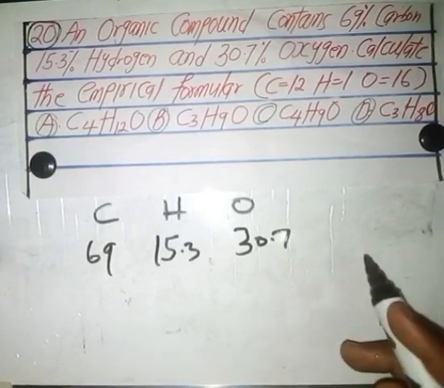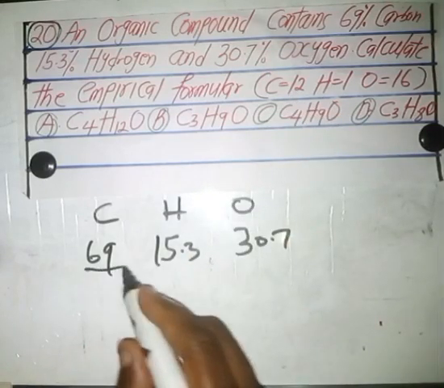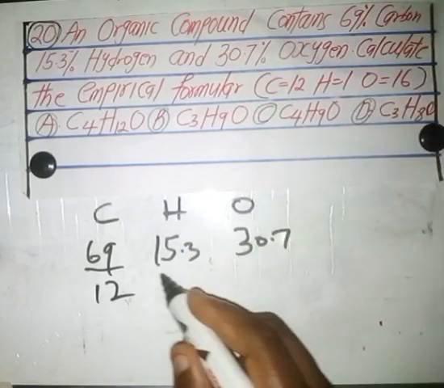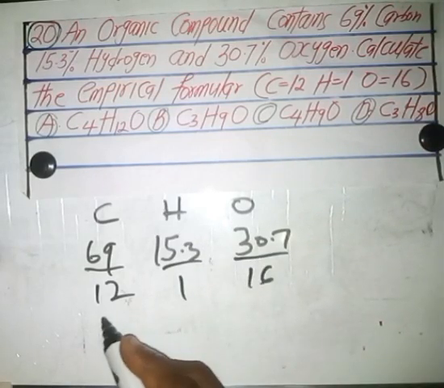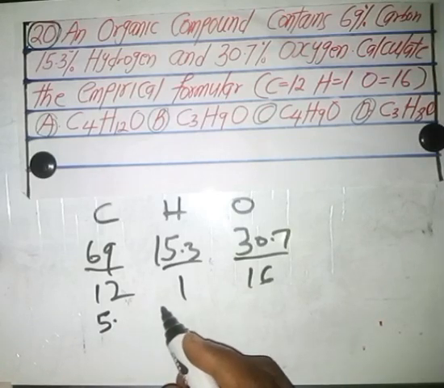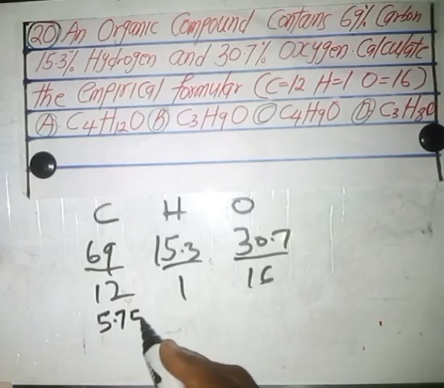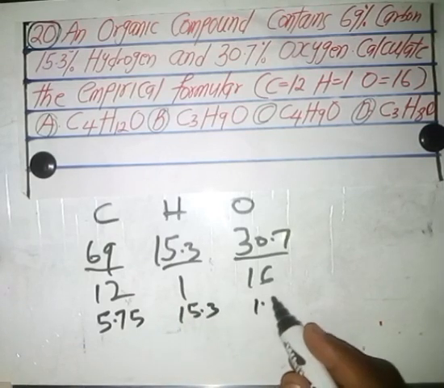So the next thing is you divide by the atomic masses. Carbon is 12, divide by 12. Hydrogen is 1, oxygen is 16. So when you do that, I'm getting 5.75. This one remains 15.3. And I'm getting 1.91.